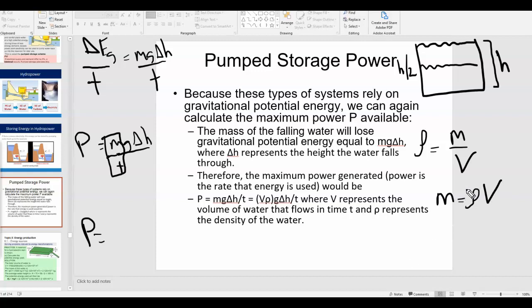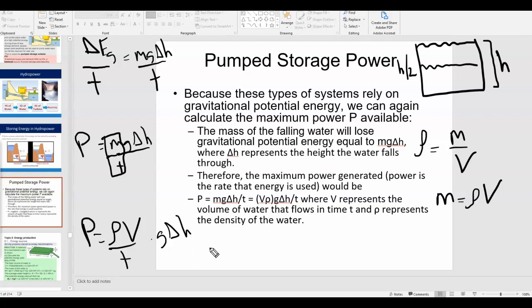And so I've seen some problems where you need to replace a mass with density times volume over t, times g times delta h, where they might give you what's called the volume flow rate. That is how many cubic meters of water is flowing per second. This is not a set equation or anything like that, because every problem is going to be different. But I'm just trying to give you some tools that you could maybe think about using when you're doing different types of problems with pump storage power.